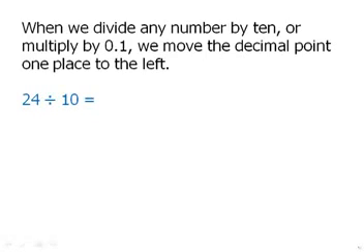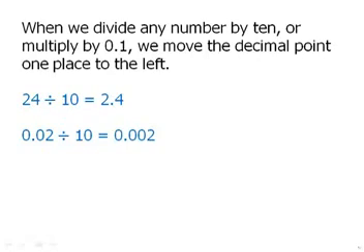So now 24 divided by 10: the decimal point next to the 4 moves one place to the left, and it winds up between the 2 and the 4, 2.4. 0.02 divided by 10: the decimal point moves one place to the left. I wind up with 2 placeholding zeros, 0.002, 2 thousandths. 39.85 times 0.1: the decimal point moves one place to the left. It starts out between the 9 and the 8. It winds up between the 3 and the 9, and we get 3.985.